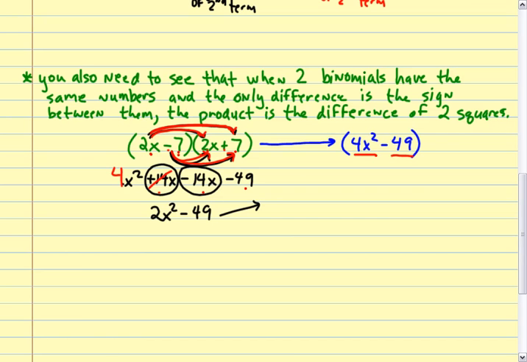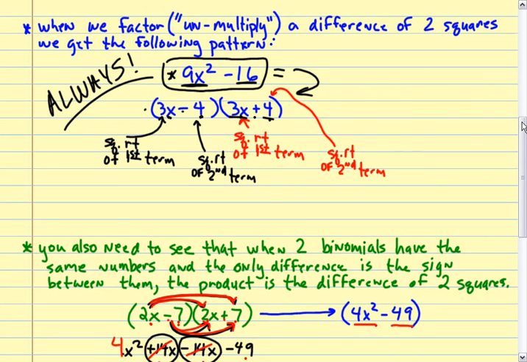So these two linear terms cancel out, and they leave me with 4x squared minus 49, which is a difference of two squares. Okay? You can go back and look at the one before. 3x minus 4 and 3x plus 4. If we multiply that out, we're going to get the square of the first term, 9x squared, minus the square of the second term, 4, which gives us 16. Okay? Now, that's what we're doing today.